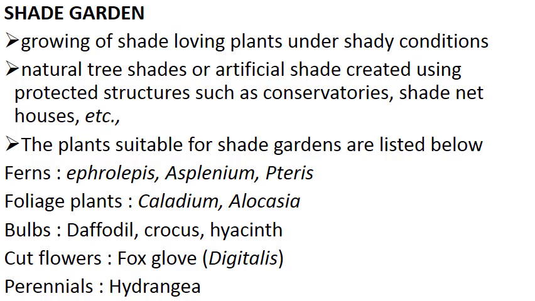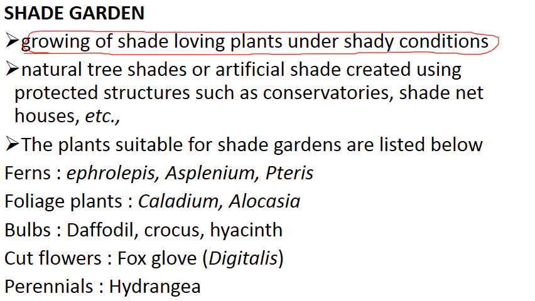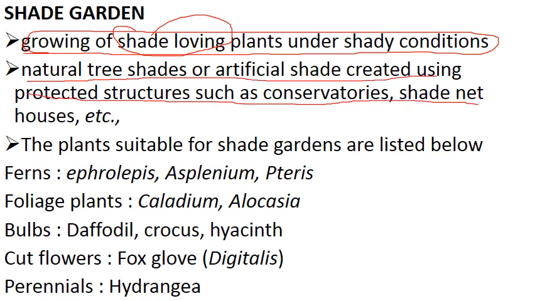Now comes the shade garden. So shade garden is the growing of shade loving plants under shade conditions. Some plants are there which can grow under shade conditions. Okay, so natural tree shades or artificial shades created using protected structures such as conservatories, shade net houses, etc. So we should provide shade to those plants.